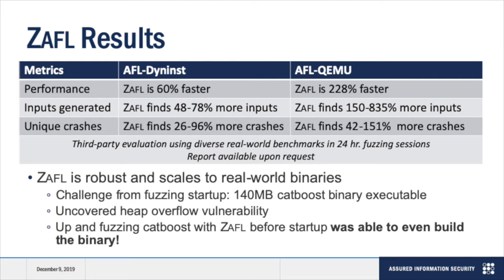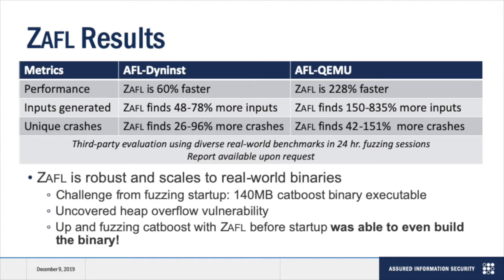Let's talk about ZAFL results. These were obtained by a third-party evaluation team. To the best of our knowledge, ZAFL is the fastest binary fuzzer in the AFL ecosystem. On average, ZAFL is 60% faster than AFL Dyninst and 228% faster than AFL QEMU. Given the same time budget, in this case 24 hours, ZAFL generates a lot more inputs than either AFL Dyninst or AFL QEMU. ZAFL also finds many more crashes given the same time budget.